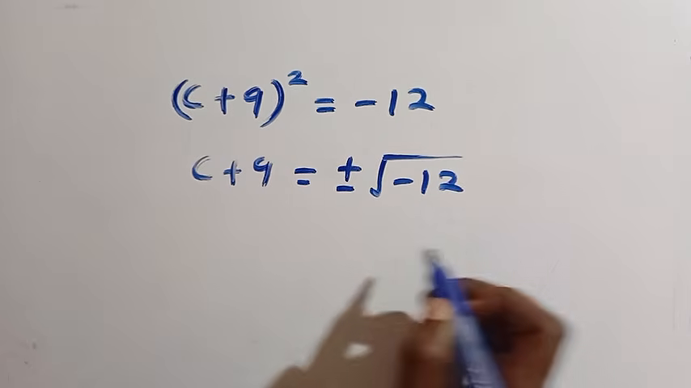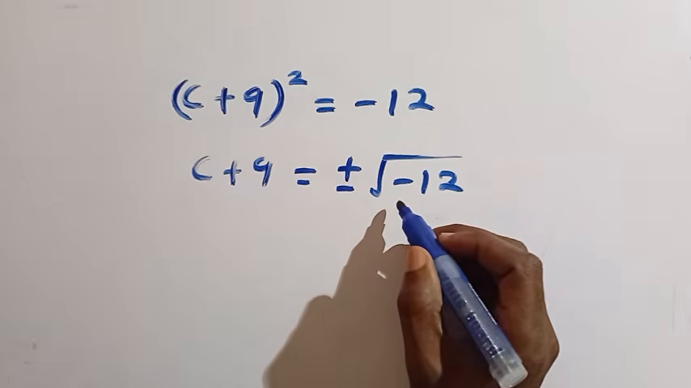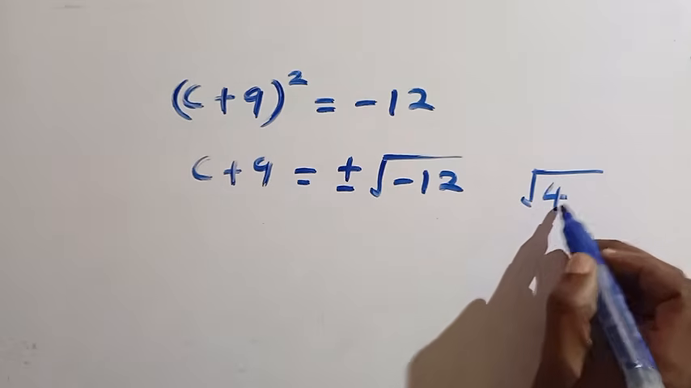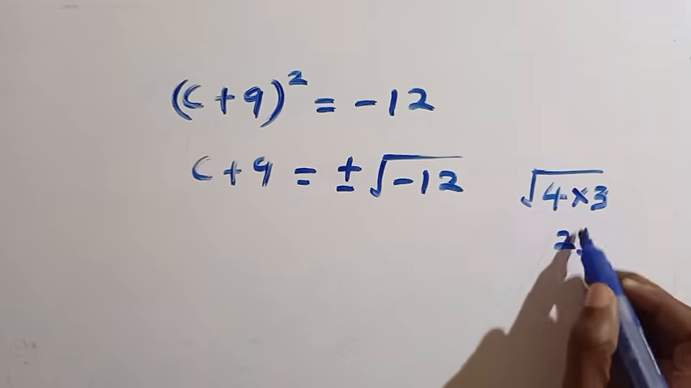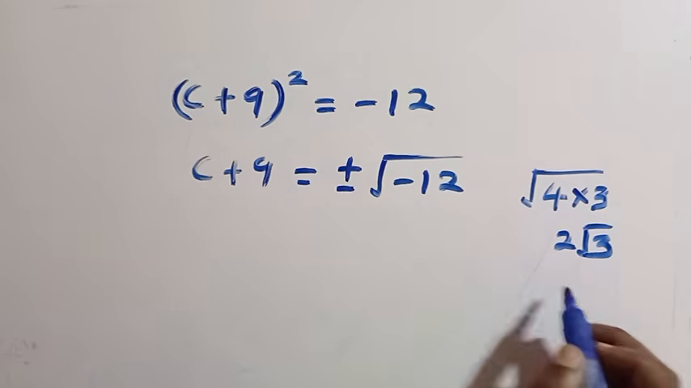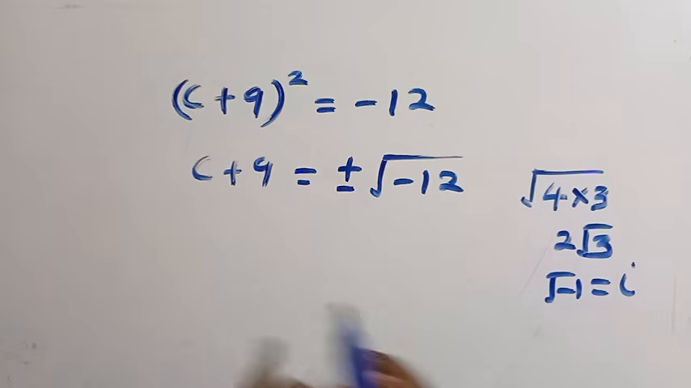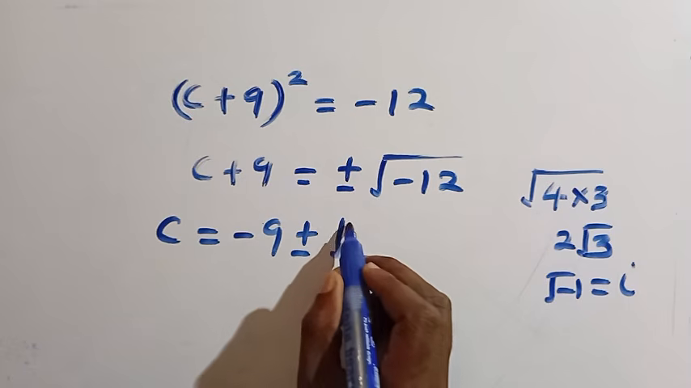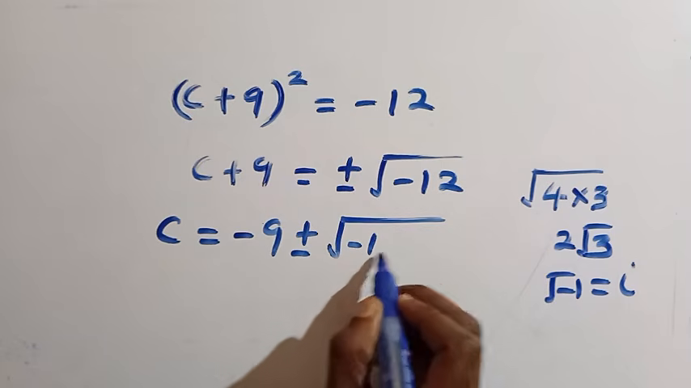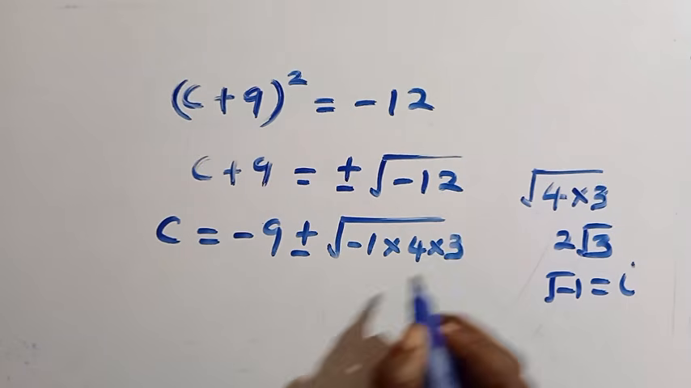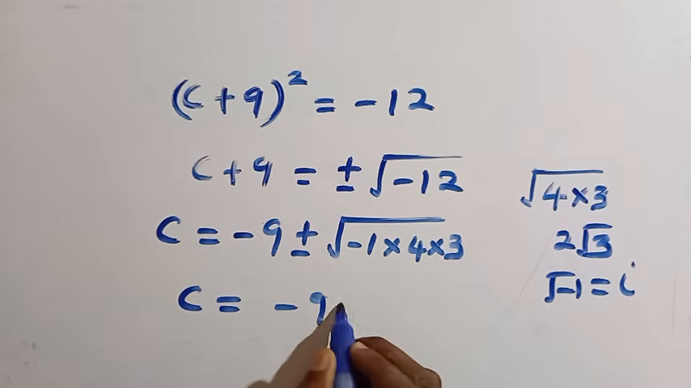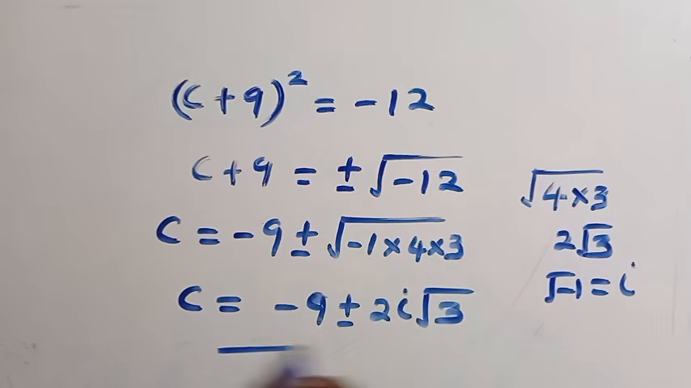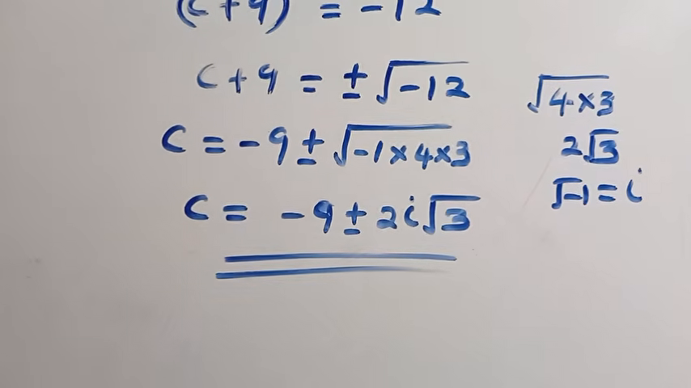And square root of minus 12 here, it's a complex root actually, where we are going to have, separating this 12, 4 multiplied by 3, and this is 2 root 3. So with this negative here, square root of minus 1 gives us i. Then we have c equals, taking 9 to the other side, minus 9 plus or minus square root of minus 1 multiplied by 4 times 3, and we have c equals minus 9 plus or minus 2i square root of 3. So this is what I get for the other two solutions.